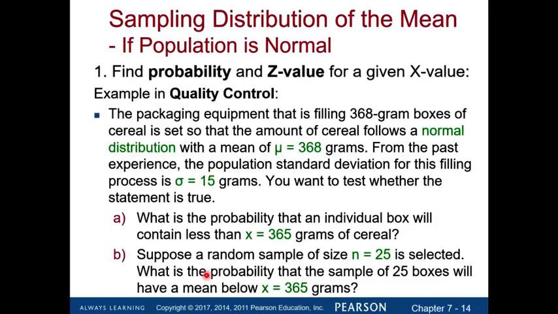Now let's take a look at question B. Question B is: suppose a random sample of size 25 is selected. What is the probability that the sample of 25 boxes will have a mean below 365 grams? This is based on sampling distribution because, first, we have a sample size of 25, and second, we're looking for the probability that the sample mean is below a threshold.